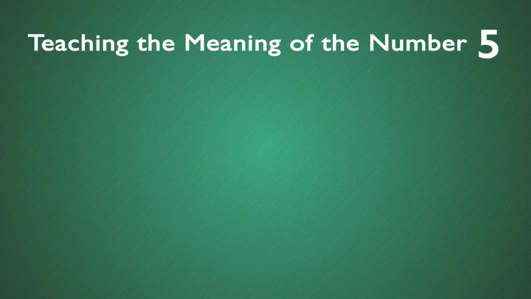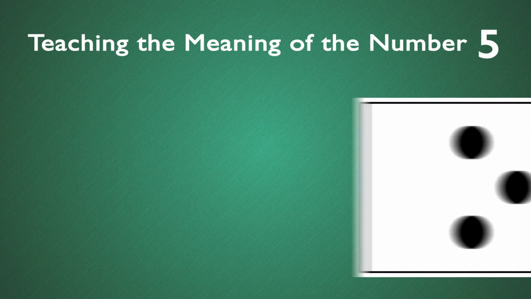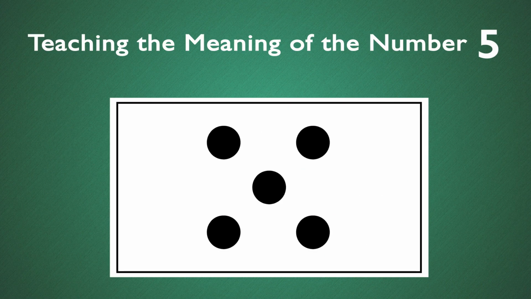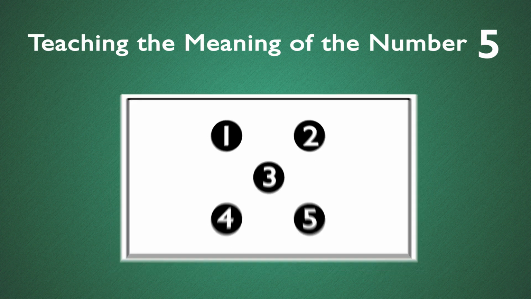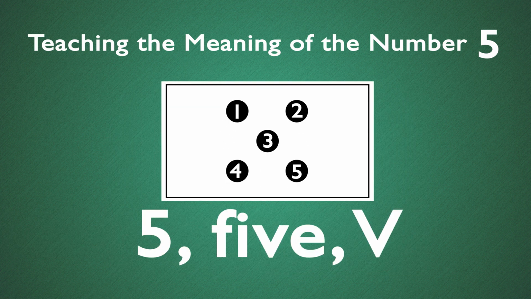For example, when teaching the meaning of the number 5, present the dot card for 5 and ask, how many dots are in the set? How would you prove your conclusion is correct? Write 3 numerals that represent the number of dots in the set.